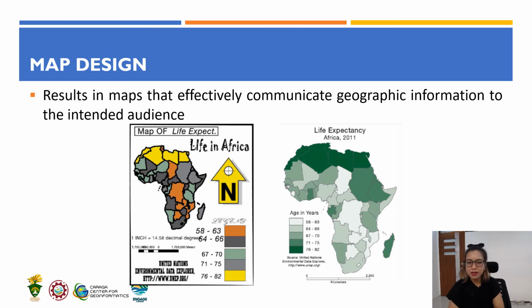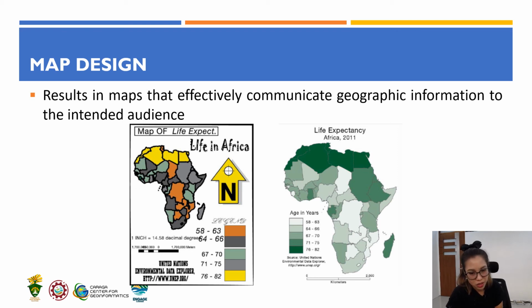The right first. The right map is trying to depict the life expectancy in Africa in the year 2011. It has ranges from 58 to 63, 64 to 66, as you can see in the legend that is being shown. So, age in years, and you can see the areas. In terms of land area, you can see which are bigger and which are smaller.